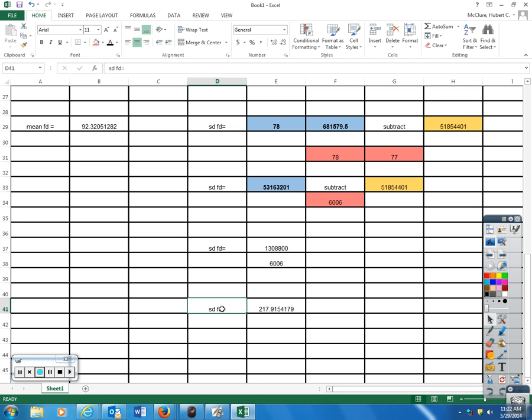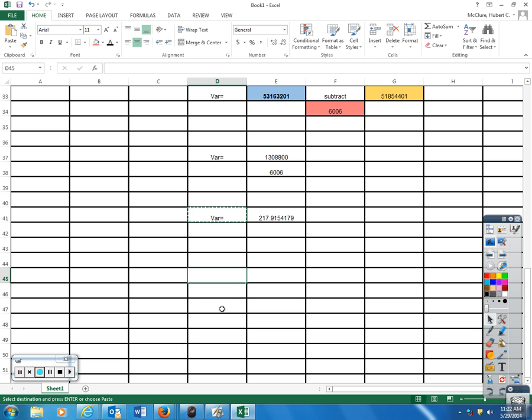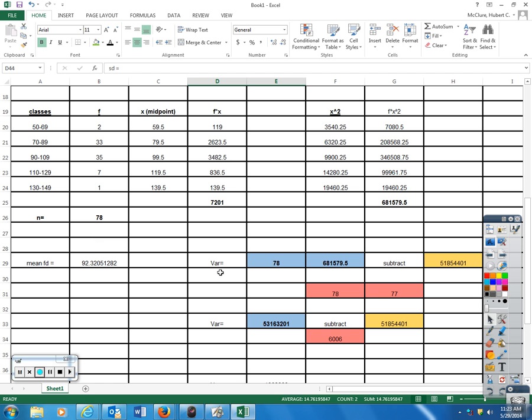Okay, so I'm going to go back up here and I'm going to put variance equals. Now, if you want to find the standard deviation, you just take the square root of the variance. And that's equal to this raised to the 0.5 power. And there is your standard deviation. And we'll color that green because that's important.